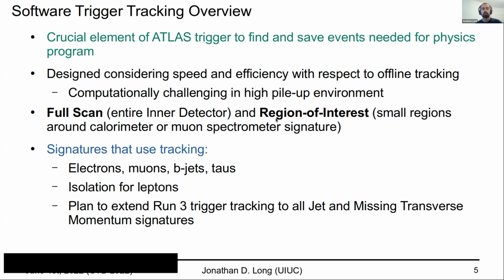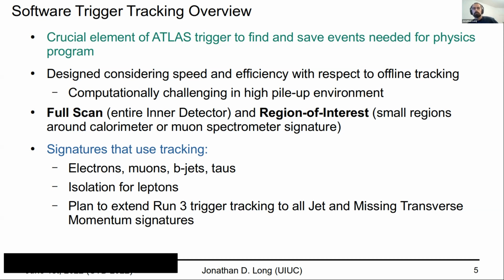It's used in a lot of places. It's used for all of the lepton triggers, so electrons, muons, taus, as well as B-jets to do the displaced vertexing. If we want to do isolation around the leptons, we run tracking. And for Run3, we're planning to really expand the tracking by quite a bit and run it in all of our jet and missing transverse momentum signatures, which is a pretty big increase in terms of the amount of tracking that we'll run.